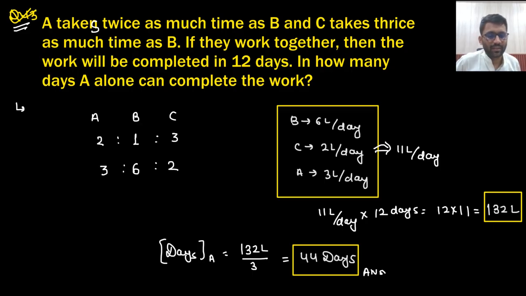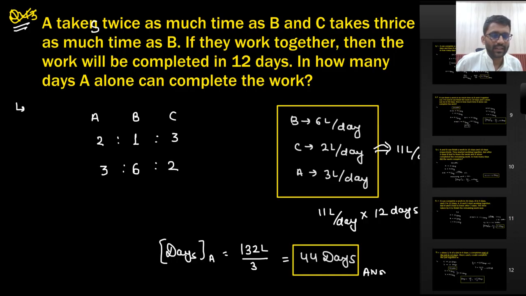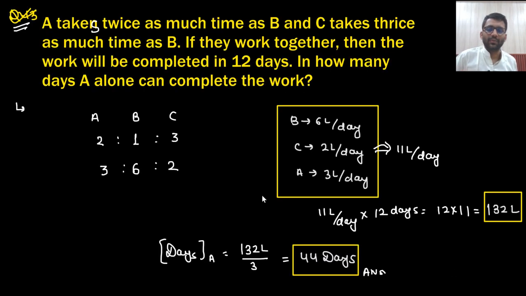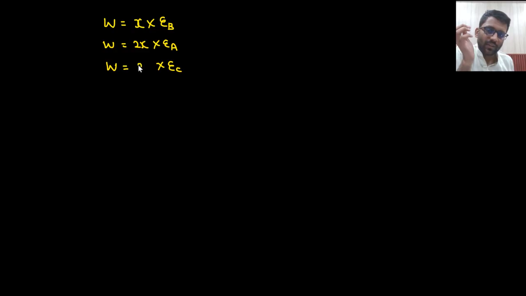Okay, let's see another method, the conventional approach, the one we do by taking W as the work. Let's just say your work is W. C takes thrice the time. If you are working with the efficiency of B, it would take you x days. With the efficiency of A, it would take you 2x days. And with the efficiency of C, it would take you 3x days.